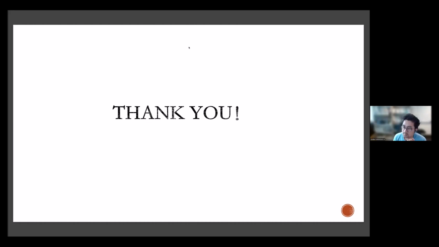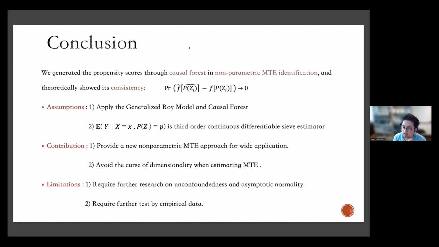Do you think this method is computationally feasible even when we have many, like hundreds of dimensions of covariates? I think it is applicable, as the original causal forest model by Stefan Wager and Susan Athey can be used in hundreds of covariate cases, so it is also applicable here. Yeah, I see. Thank you.